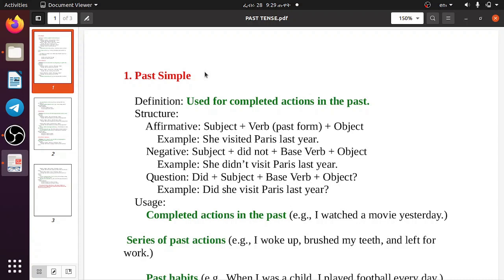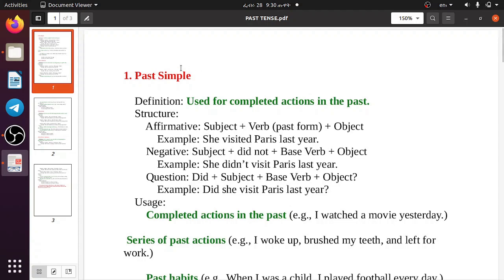Hello guys, in this video we will see all about past tense. We will see the definition of past tense, their structure, their usage, and a common mistake on their usage. If you watch this video until the end, you will understand all about simple past tense.